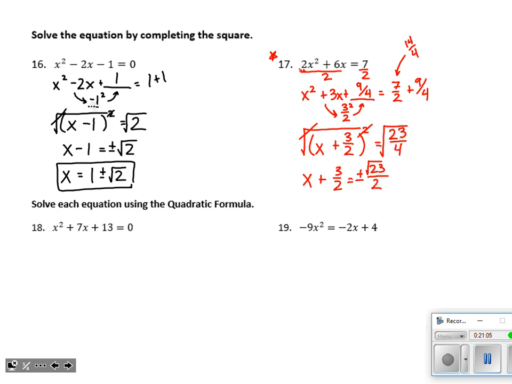And the last step is to subtract 3 halves from both sides, and because when I subtract that over, these both have a denominator of 2, I can combine them together as 3 plus or minus root 23 all over that common denominator of 2. There's our answer.